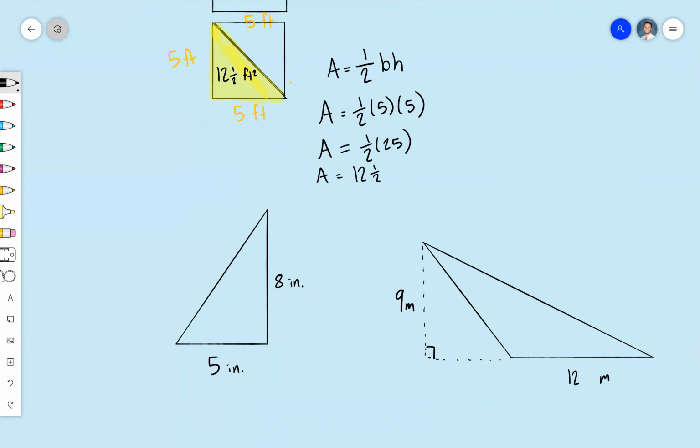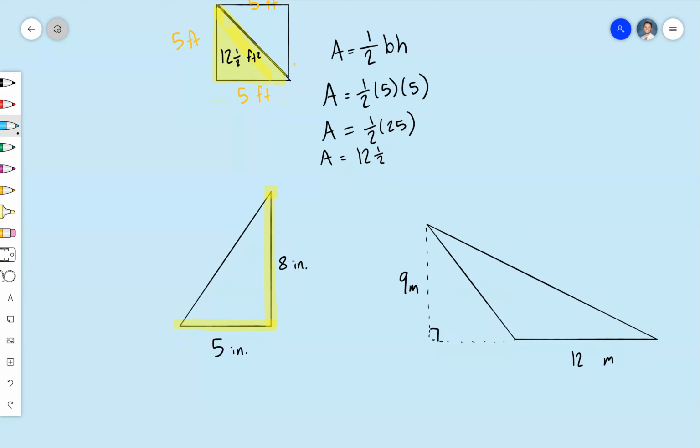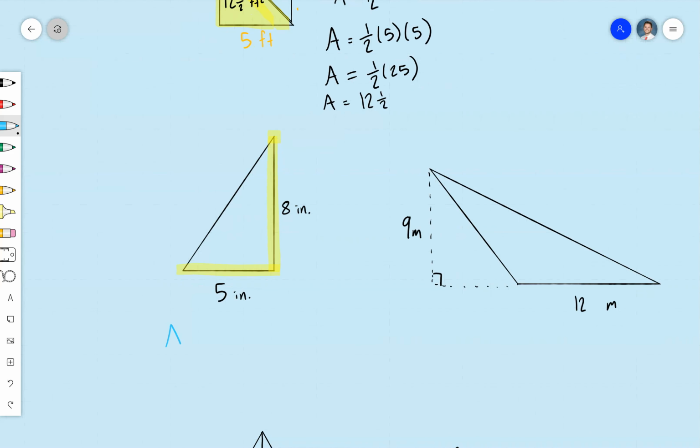So here we have a triangle on the left that has a base of 5 inches and a height of 8 inches. Again, the same thing will apply. The height is going to be based on what is perpendicular to the base. So again, we can see from our vertex here, we go perpendicular, a 90-degree angle, to the base here. So our base is 5 and our height is 8. So the area will be equal to 1/2 of the base times the height.